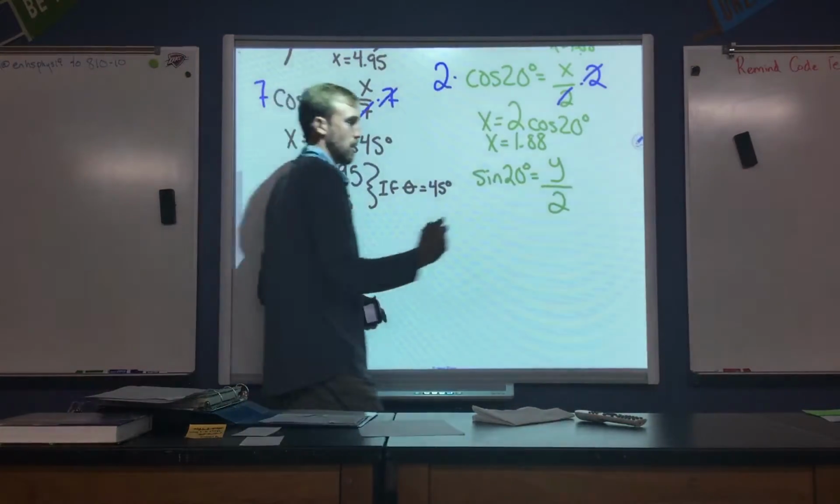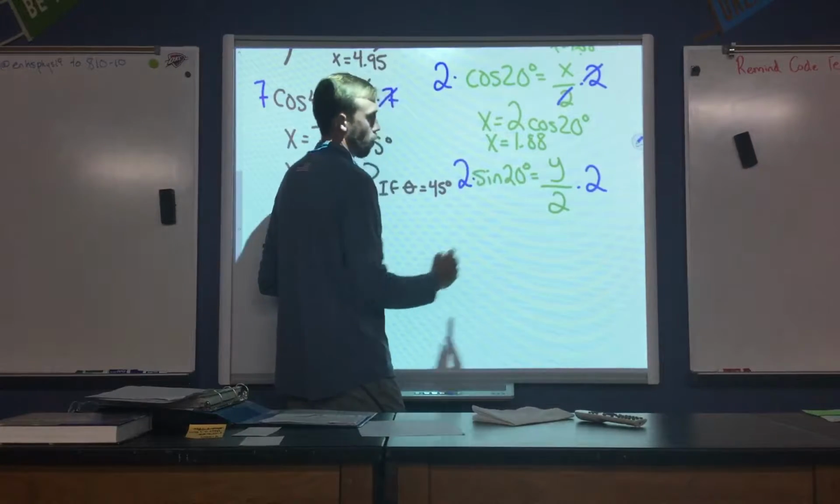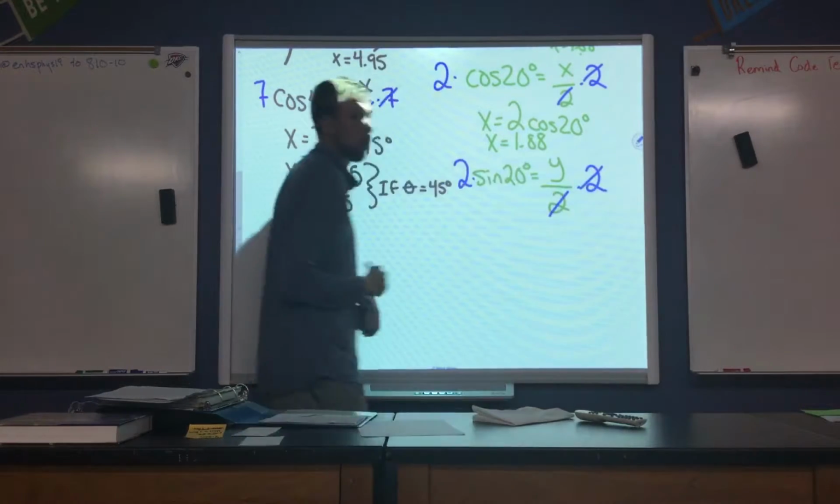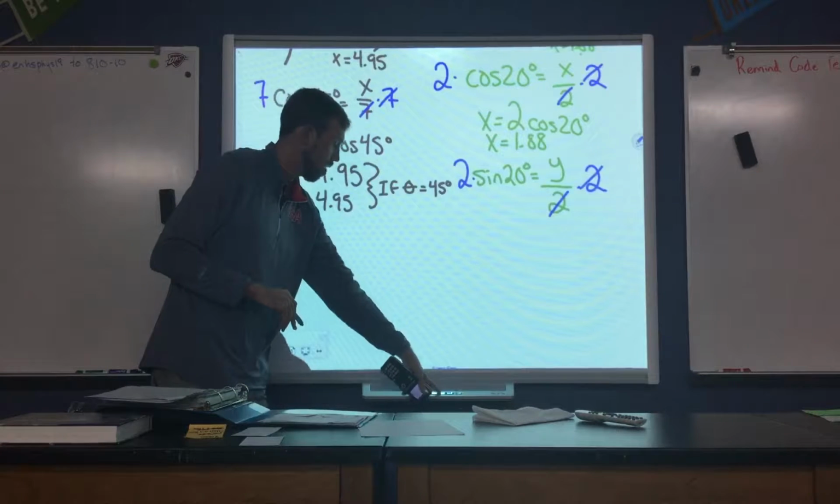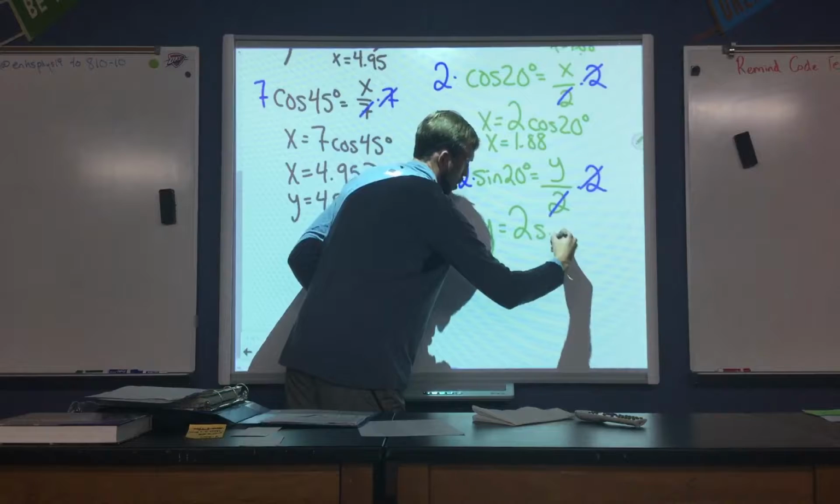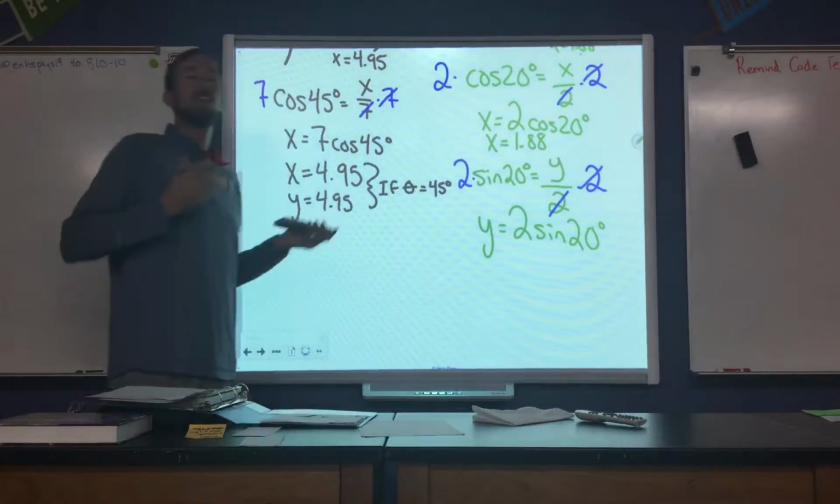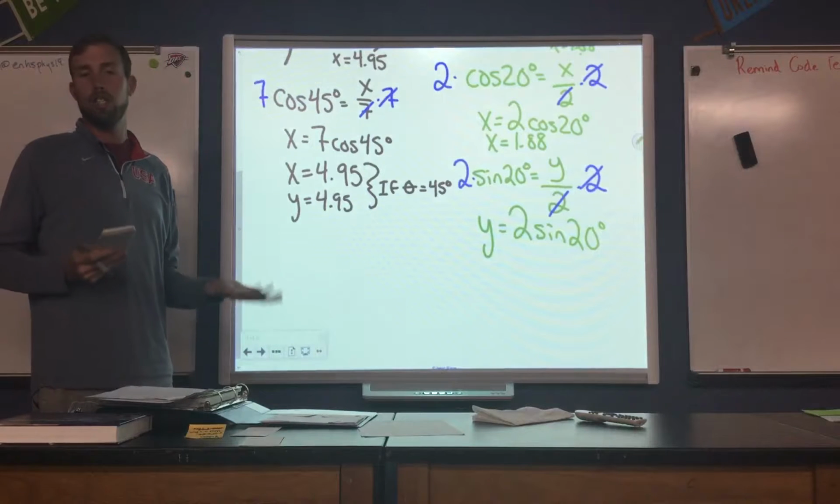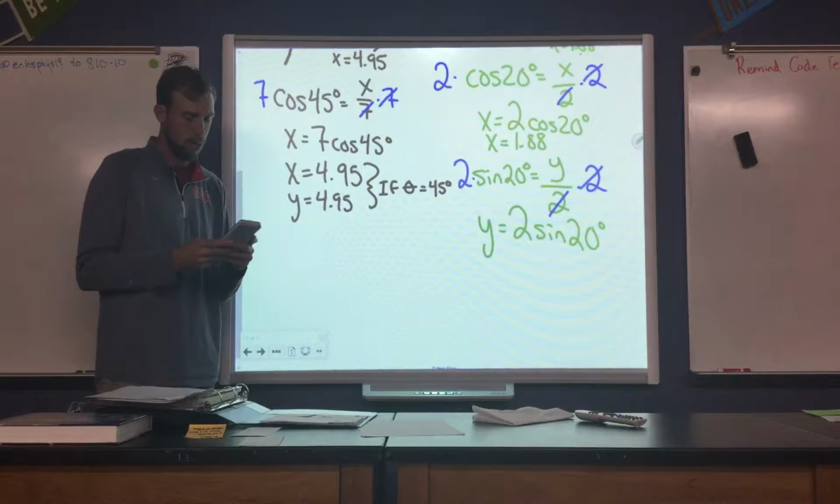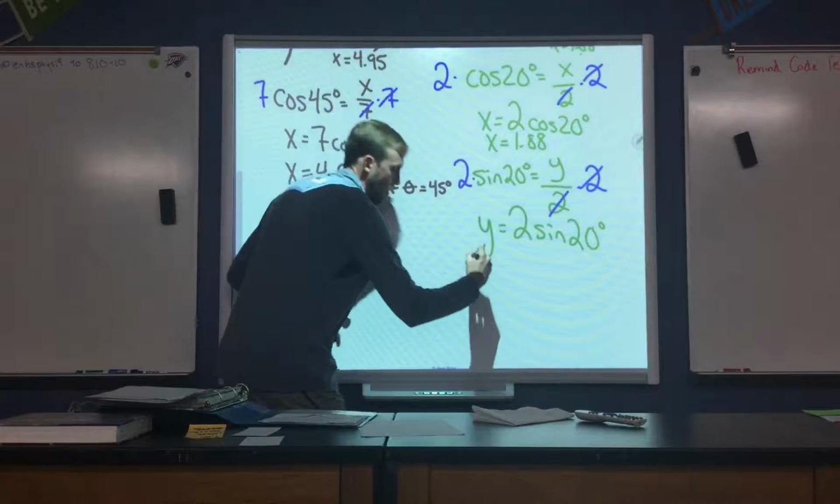Now we need to get y by itself, so just like before, I'll multiply by 2, left side and right hand side. So 2 over 2, those values will cancel out. And now we'll be left with y is equal to 2 sine of 20 degrees. So you'll notice a very, very similar approach. The only thing that's changing here is we're using a different trig function. So 2 sine of 20 degrees gives us about 0.684.